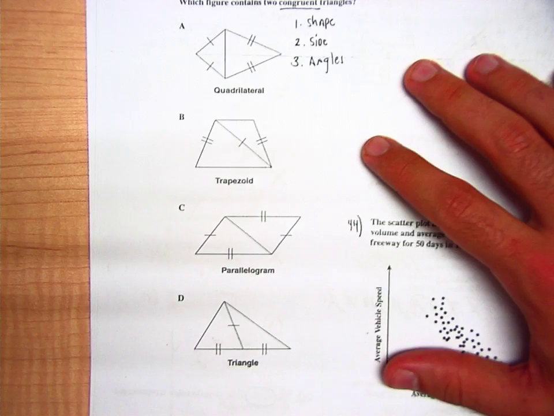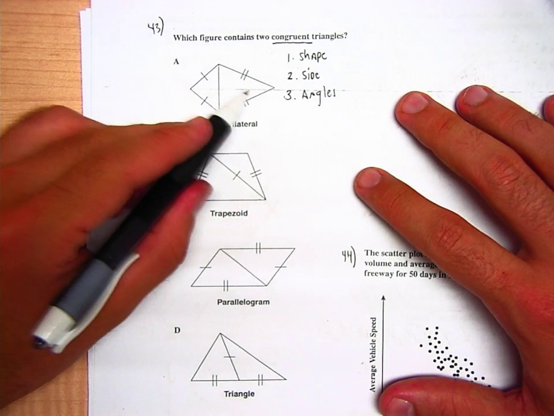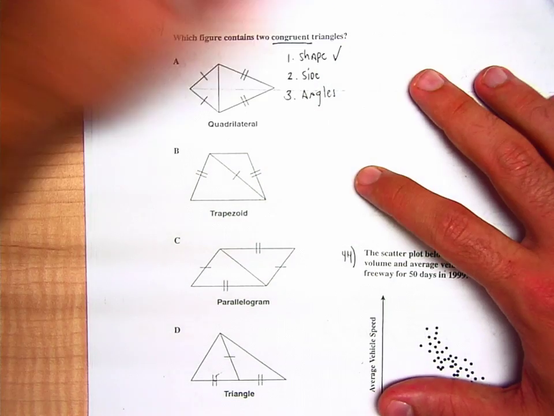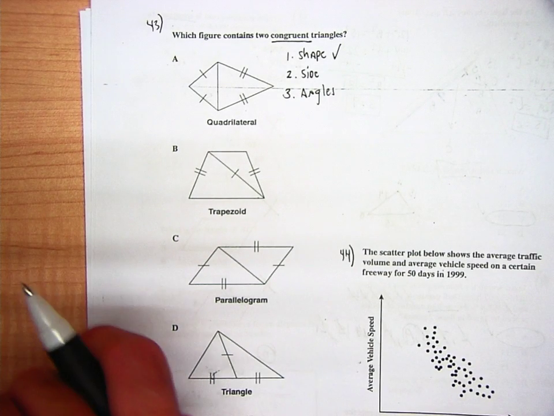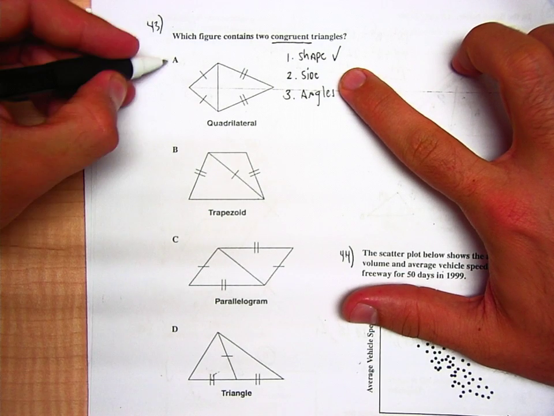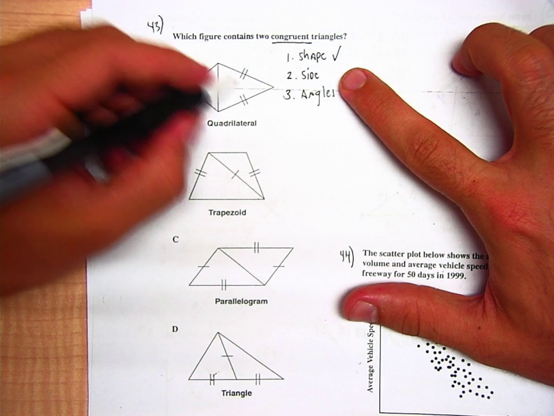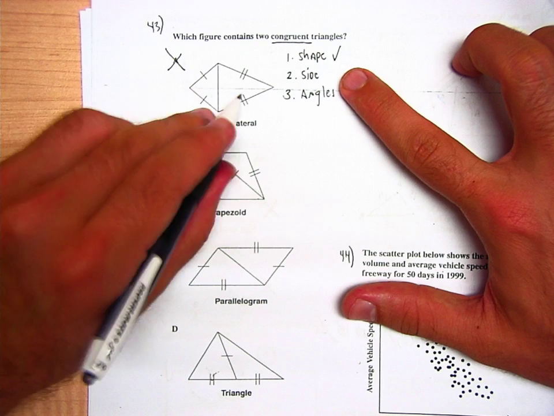If I'm looking at all 4 options, every option has 2 triangles in it. There's 2 triangles here, 2 triangles here, 2 triangles here, 2 triangles here. So all of them are made by 2 triangles, so using shape doesn't help me exclude any options. Next is, do they have the same side lengths? If I look at A, this triangle has short legs, this triangle has long legs. So it can't be A because these 2 triangles aren't congruent.